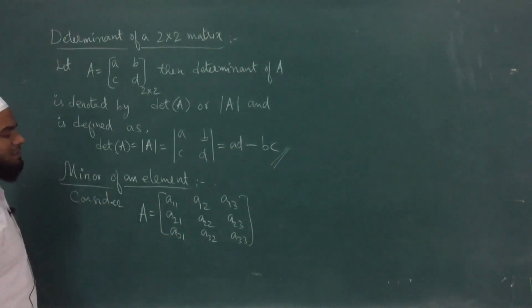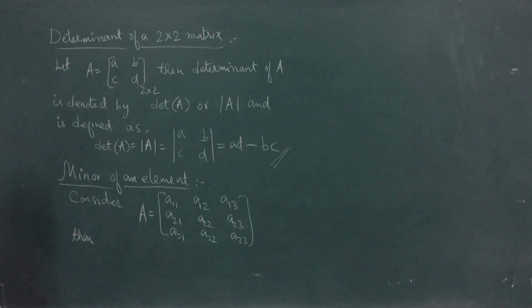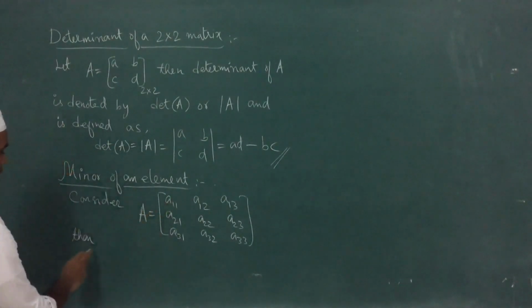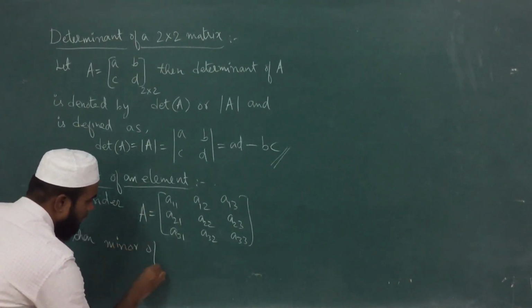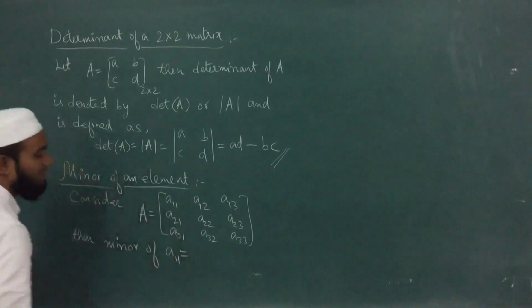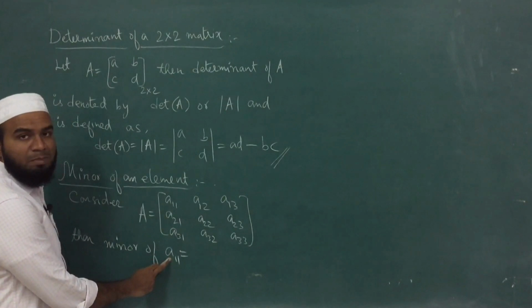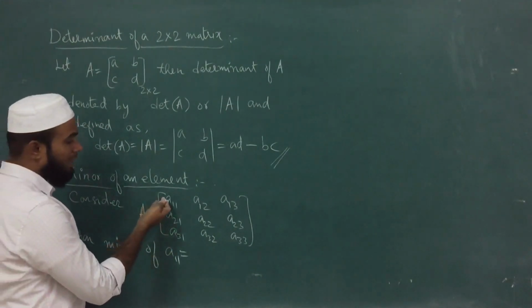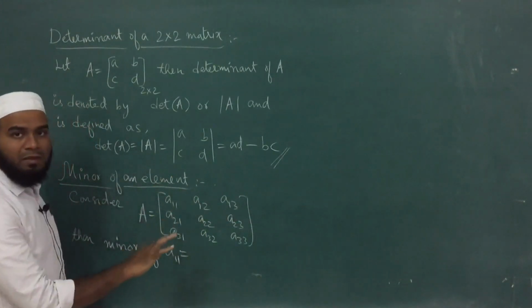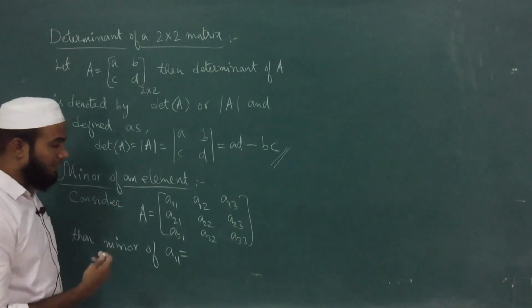If you consider this matrix, then how do we define the minor of any element of this matrix? I will consider one general element. Let us consider a11 only. Then the minor of a11 is defined as follows. Wherever this entry a11 is present, in first row, first column, you have to eliminate the first row and first column. Whatever 2 by 2 matrix is remaining, you have to take the determinant of that.